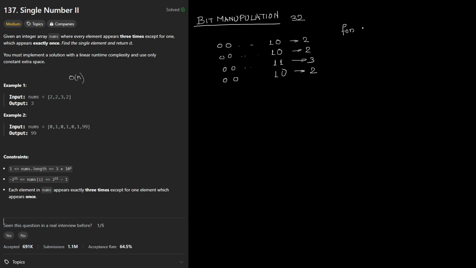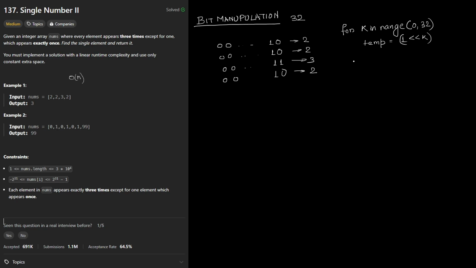Once you have got it, I am going to run a loop for k in range 0 to 32, for all the individual bits. There is an operation called left shift. So I can say temp would be 1 left shift k. So how is it going to work?